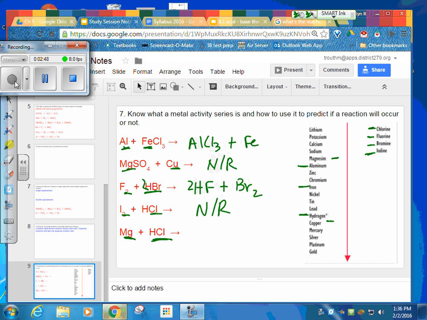And here's hydrogen, and here's magnesium, and you see that many metals are actually more reactive than hydrogen, which is why many metals react in acids like HCl. So yes, this would react, and I would have MgCl2 plus hydrogen gas, and I would balance it like so. So that's how you use the activity series to predict if reactions will occur or not.